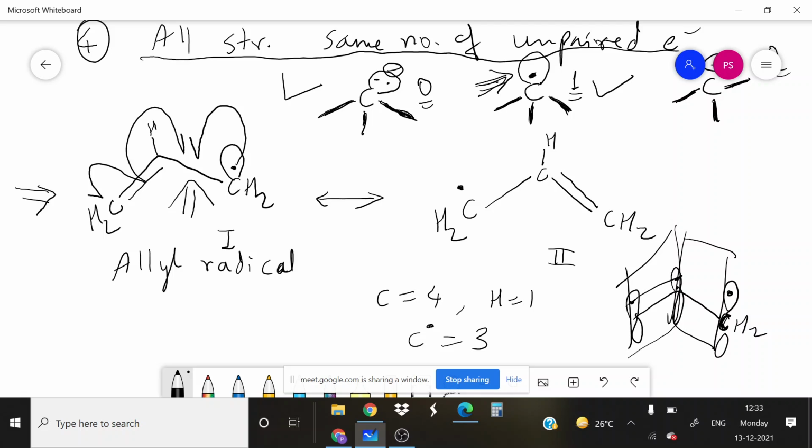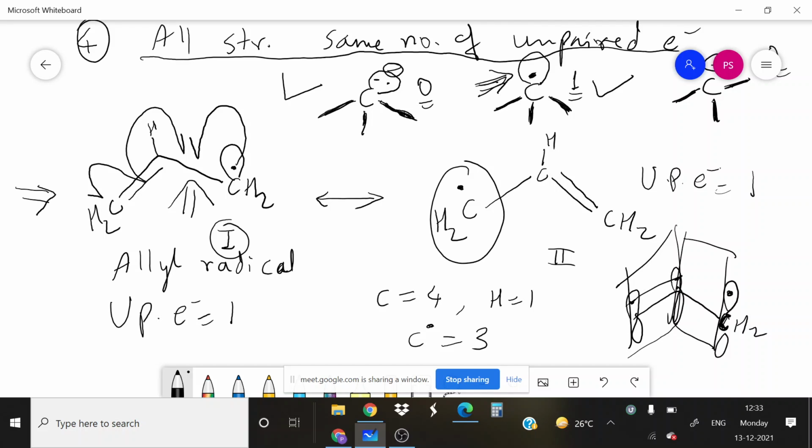What is the fourth rule? All canonical structures should have the same number of unpaired electrons. Now in structure number 1, unpaired electron is 1, on the extreme right carbon. Here the unpaired electron is 1, on the extreme left carbon, you can see here. So the total number of unpaired electrons is the same in both these resonance structures, Lewis structures, canonical structures, or canonical forms. Now the fifth rule.